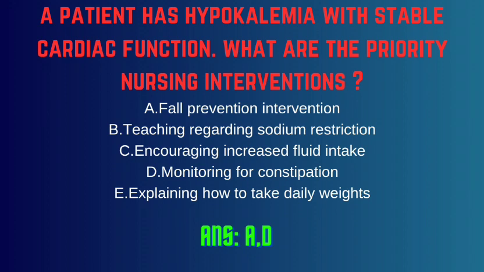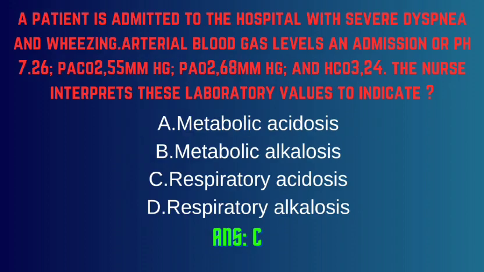The next question is, a patient is admitted to the hospital with severe dyspnea and wheezing. Arterial blood gas levels on admission are pH 7.26, PaCO2 55 mmHg, PaO2 68 mmHg, and HCO3 24. The nurse interprets these laboratory values to indicate metabolic acidosis, metabolic alkalosis, respiratory acidosis, respiratory alkalosis.